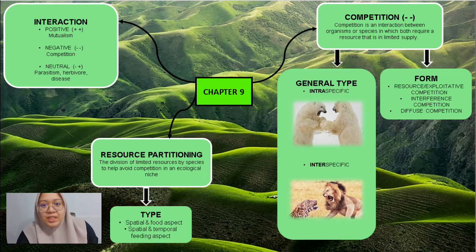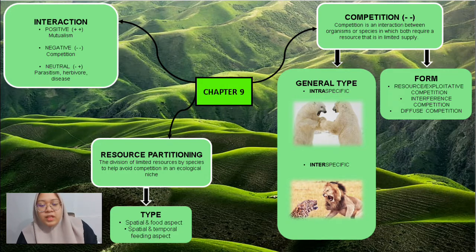What is competition? Competition is actually an interaction between organisms in which both require resources that is in limited supply. And there is two general types of competition, which is inter-specific competition and intra-specific competition. Please take note, inter-specific competition occurs between individuals of different species, such as in the picture, competition between jaguar and lion. And intra-specific competition occurs between individuals of the same species, like in the picture, the competition between the polar bear.